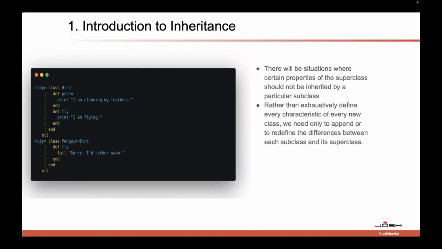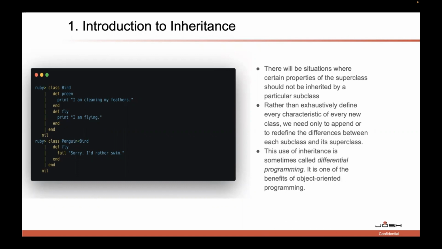Since fly is not applicable to penguin, we are basically redefining it. This type of situation will come when a subclass cannot inherit a particular method of a superclass. It is also called differential programming. It is basically one of the benefits of object-oriented programming.